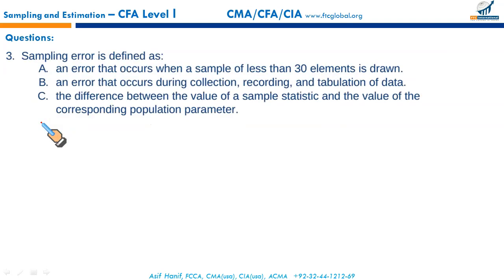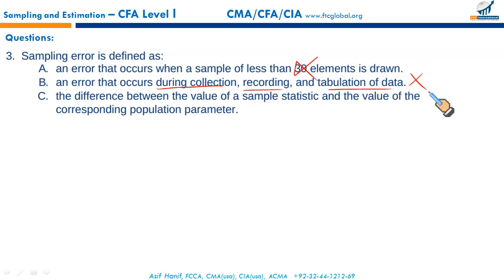All right, next. Sampling error, we just discussed a little while ago. Sampling error is defined as what? Sampling error is an error that occurs when a sample of less than 30 elements is drawn. Wrong. This is not an error. You can have less samples, you can have more than 30, less than 30. So this is not the sampling error. It's an error that occurs during collection, recording, and tabulation. Wrong.